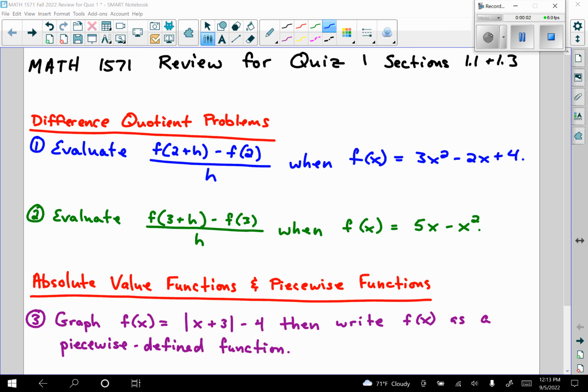Here are the solutions worked out for the review for quiz 1 over sections 1.1 and 1.3. So let's take a look at number 1. Any function or expression of this form is referred to as a difference quotient problem. So we want to evaluate this fraction given a certain function for f of x.